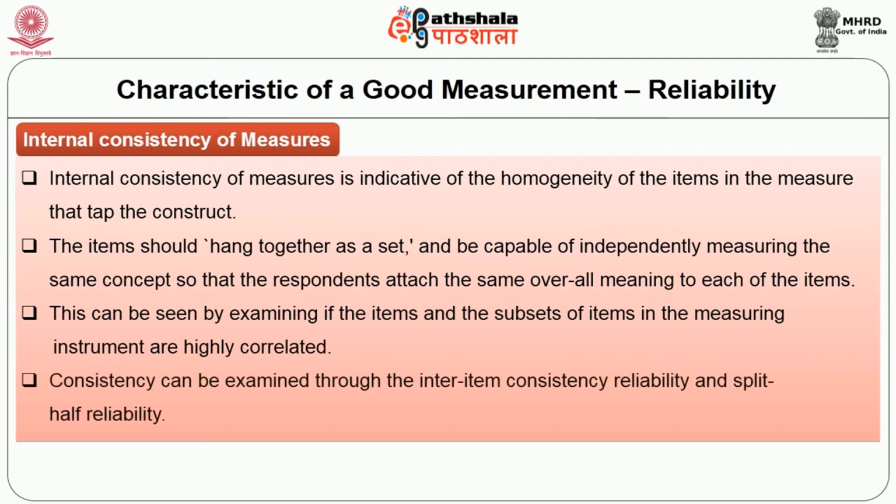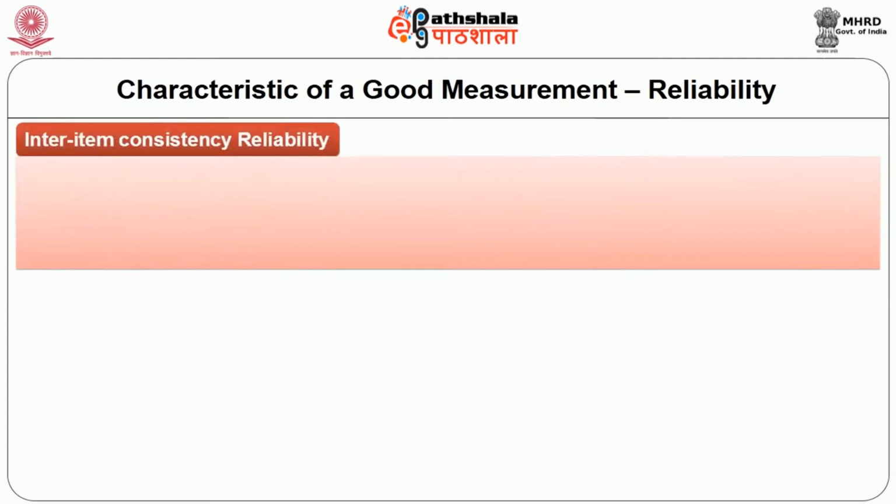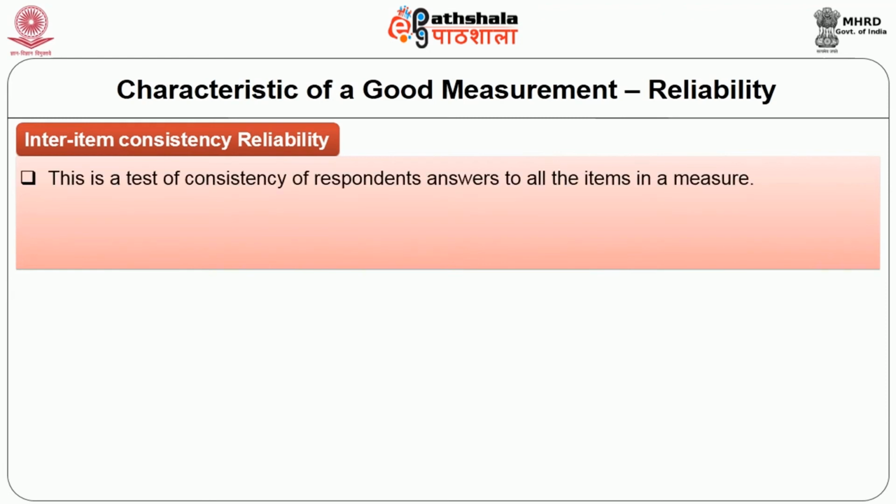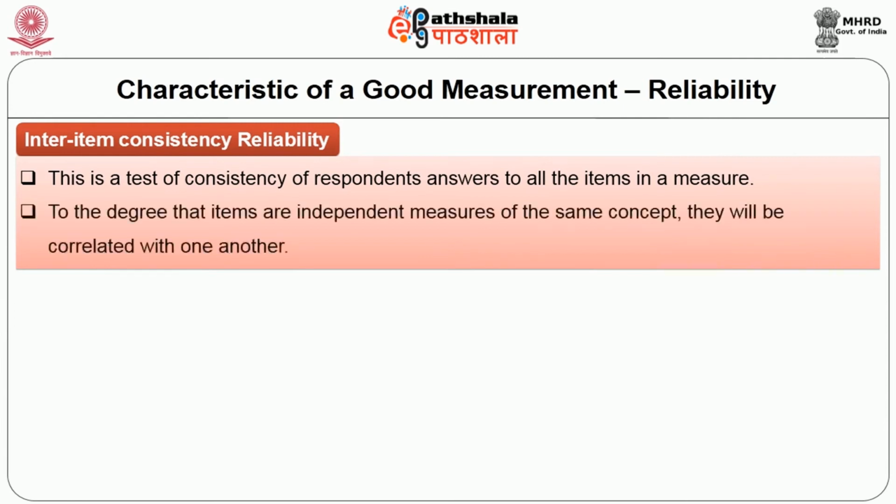Consistency can be examined through the inter-item consistency reliability and split half reliability. Inter-item consistency reliability is a test of consistency of respondents' answers to all the items in a measure, to the degree that items are independent measures of the same concept. They will be correlated with one another.